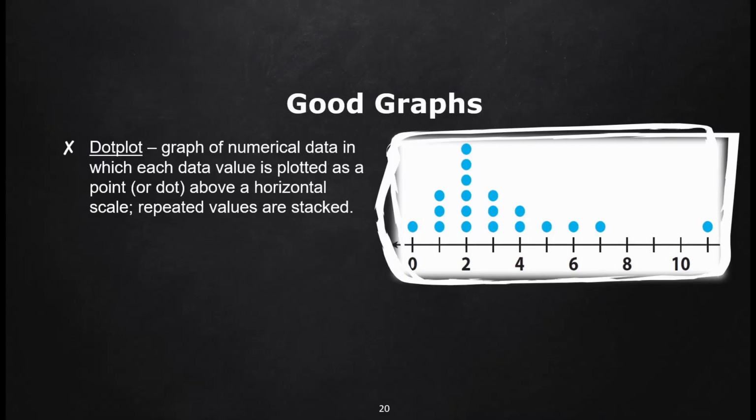So here we go. Let's take a look at some good graphs. Here we have a dot plot. So it's a graph of numerical data. Each data value is plotted on a number line. As we see here, we got a number line going, and right above each of the values, we just plot a little point there. If there are any repeated values, we just stack them up, like that 2 there. It's got 6 dots above it.